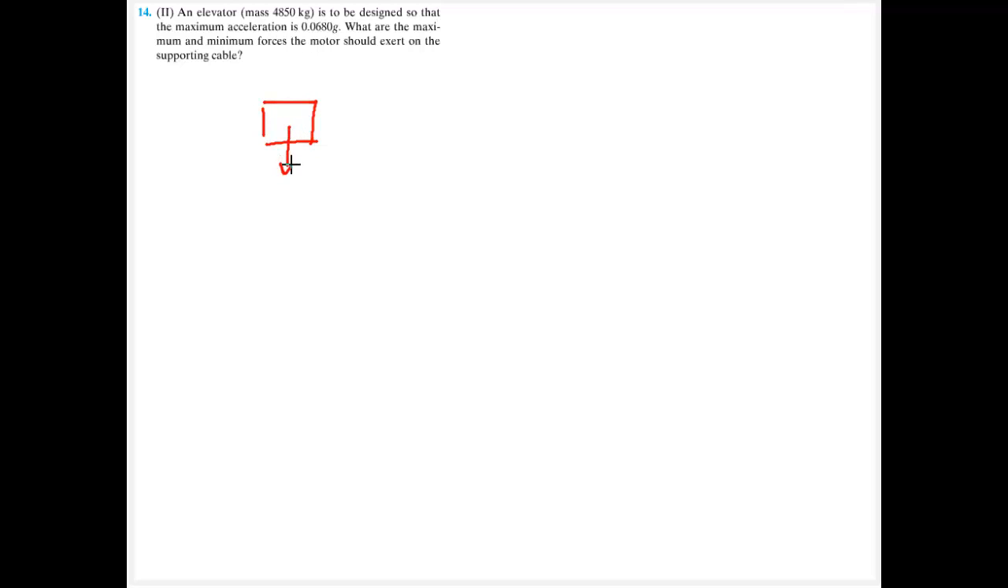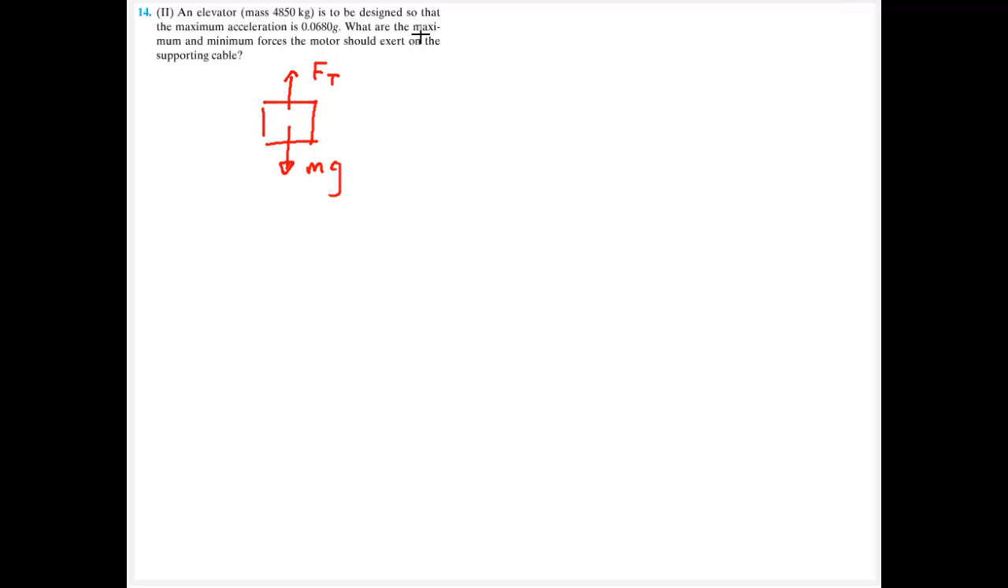We're going to have our elevator. It's going to have its weight in the downward direction as mass multiplied by gravity, and it's going to have some tensional force due to the cable that's also on the motor. Now, if this elevator is not accelerating, then the force of tension will simply be equal to mass times gravity.